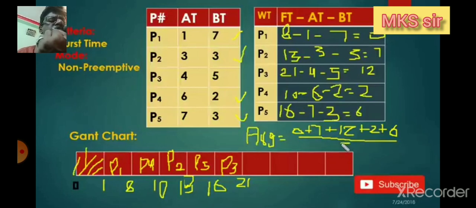So please calculate in your copybook. You will find the average waiting time. The summation will be 6 plus 2, 8, plus 12, 20, plus 7, that means 27. 27 divided by 5 means 5.4. So now I have completed this video tutorial.